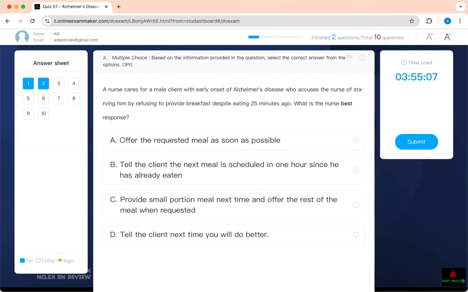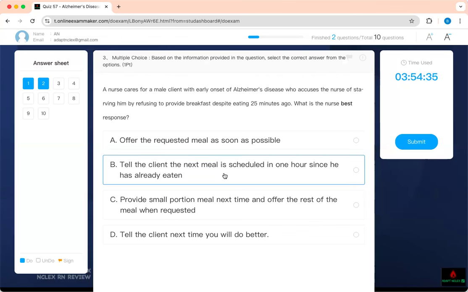Remember, early onset. There's a reason why there's early onset. So early onset, they forget that they ate food at all. So you give them food, they forget. So the best way to do that is to keep on giving them small meals at a time. Don't give them a large meal so that situation will not happen. If you give them food as they requested, they're going to continue to do that. You finish eating and you say, I did not eat, you don't give me food. So offer the requested meal as soon as possible is the wrong choice.